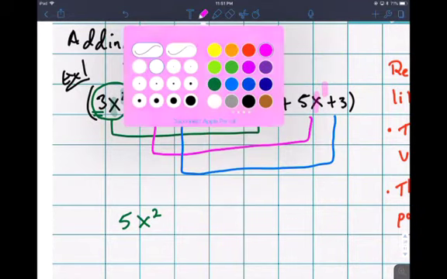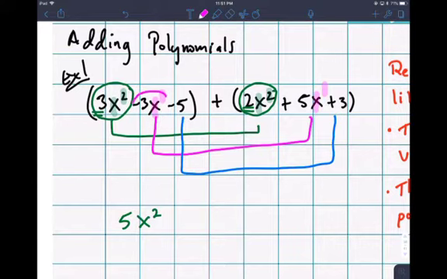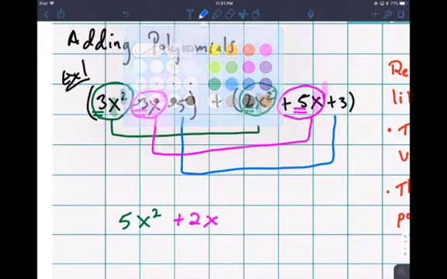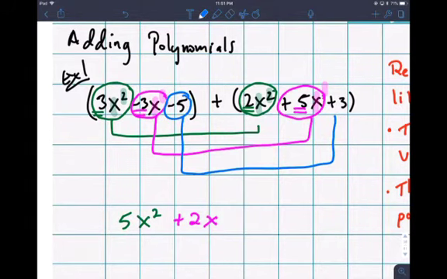Next one. Minus 3x plus 5x. So what's minus 3 plus 5? It'll be positive 2x. Again, notice that we're only dealing with the coefficients. We're leaving the variable the same. And the last thing, and we've done this plenty of times. What's negative 5 plus 3? Minus 5 plus 3 is going to be negative 2.